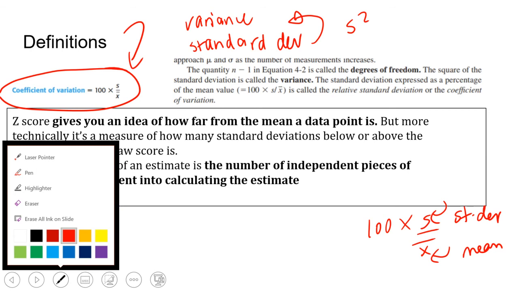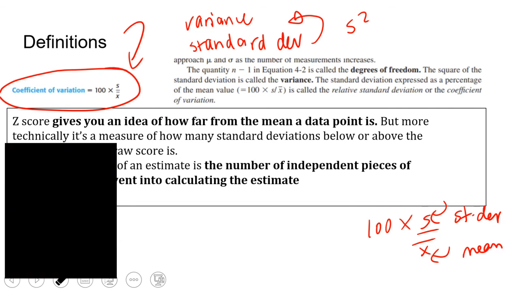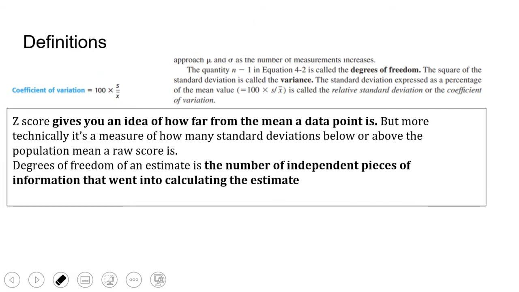Also some things that you need to know. In a normal distribution, there's going to be a z-score. A z-score gives you an idea of how far a data point is. Basically, it's a measure of how many standard deviations below or above the population mean a raw score is. And then the degrees of freedom of an estimate, remember that's the n-1, is the number of independent pieces of information that went into calculating the estimate.